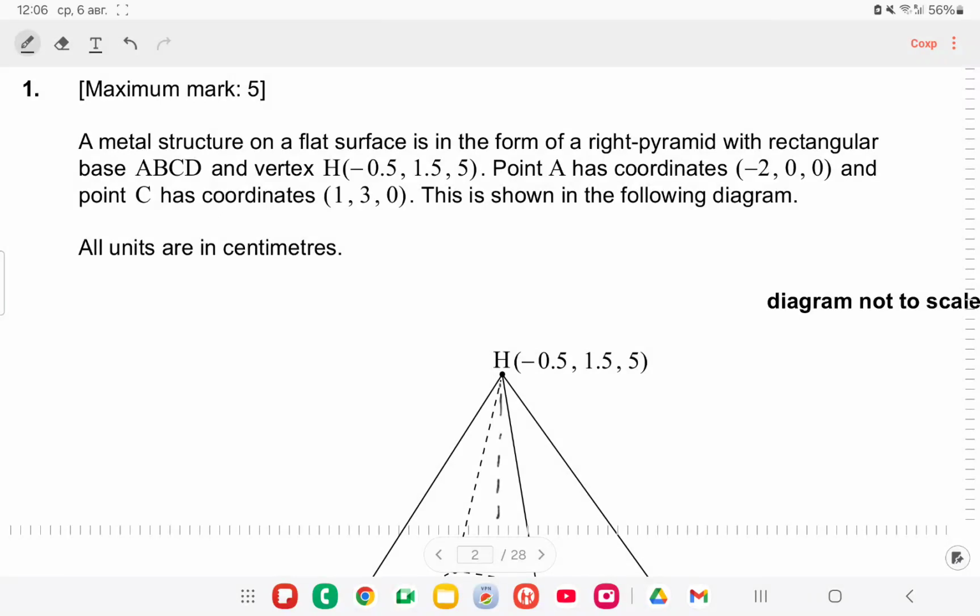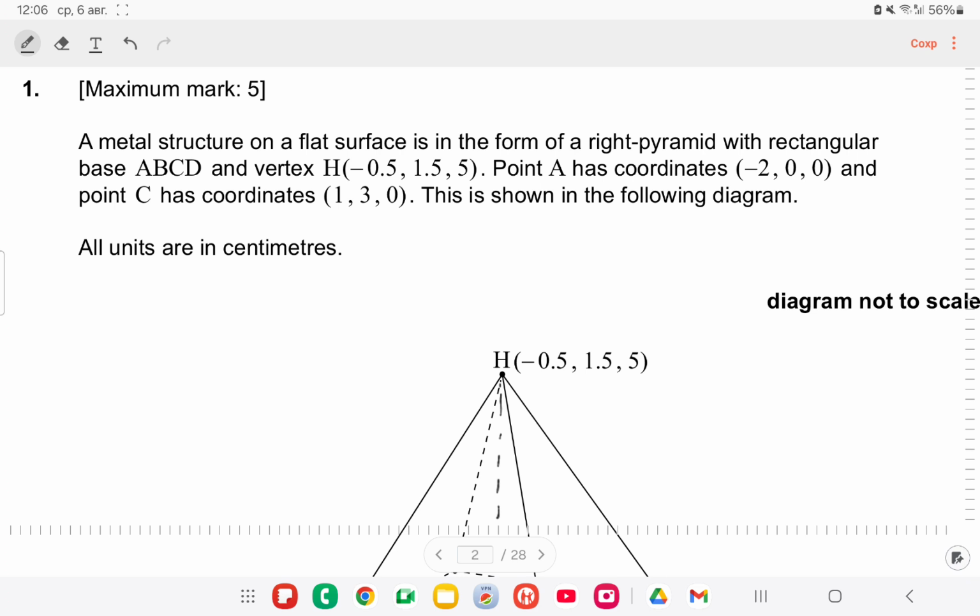Hello students, today we are going to consider the Application and Interpretation Standard Level May 2025 exam. So have a look, let's go question by question, and the first question is about 3D geometry.